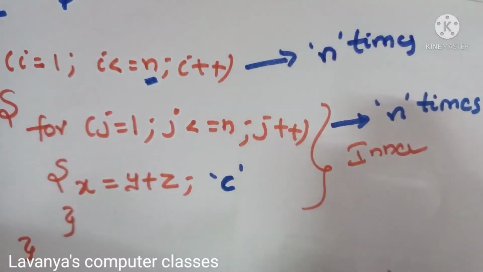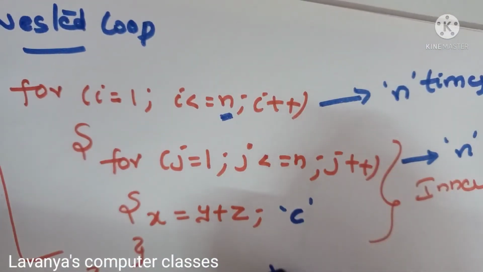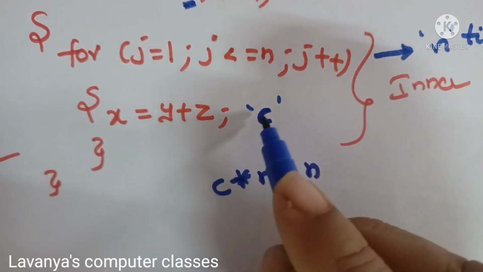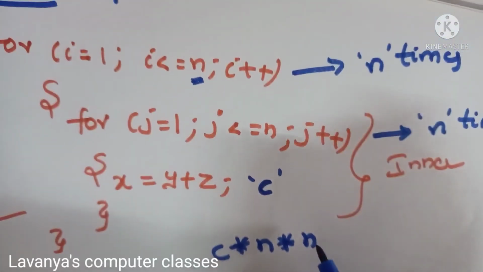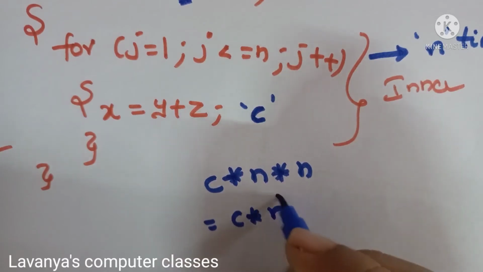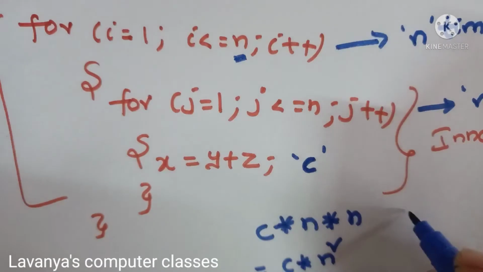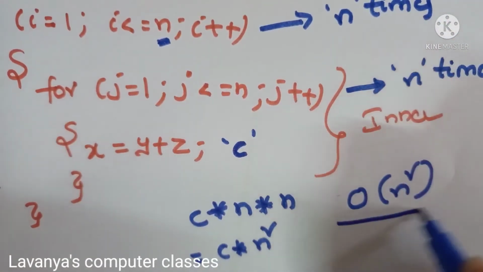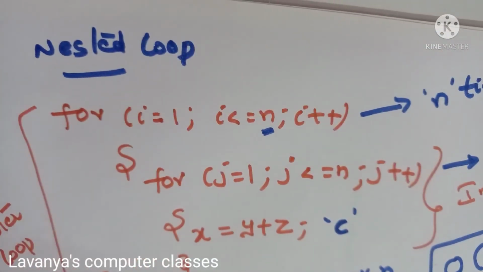So in this example, totally how much time do we require? c, a constant, into inner loop n into outer loop n: c into n into n. n into n is n square, so c into n square. So the time complexity is big O of n square. For executing a nested loop, we need O of n square; that is the time complexity of a nested loop.